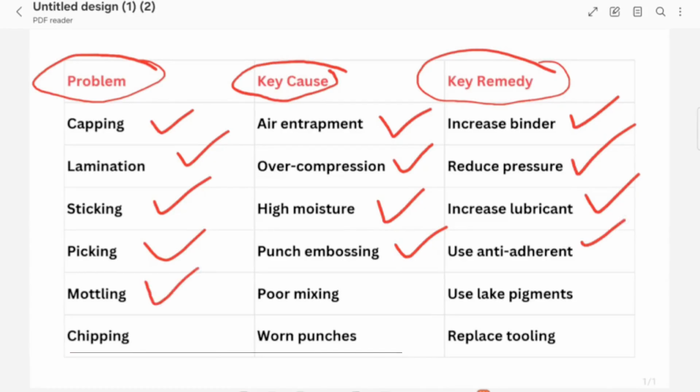Then mottling. It is due to poor mixing. Then what is the solution? Use lake pigments. Then the chipping problem is there. So what is the main cause? Worn punches. And what is the key remedy? Replace the tooling.